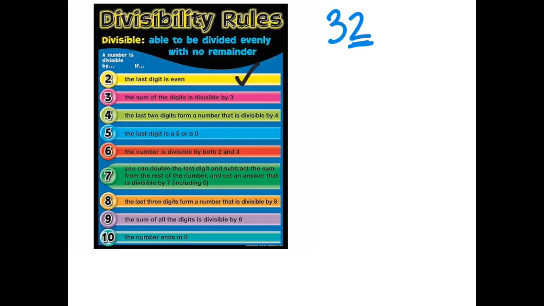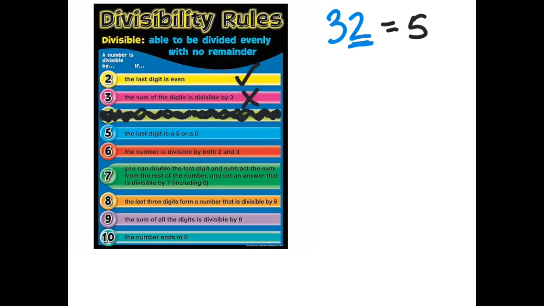So now I want to ask myself, is 32 divisible by 3? Well, a number is divisible by 3 if the sum of the digits is divisible by 3. So let's add up the digits. 3 plus 2 is 5. 5 is not divisible by 3, so I just look at that number and automatically know that 32 is not divisible by 3. We are not going to do number 4. We're not going to learn the rule for if a number is divisible by 4.